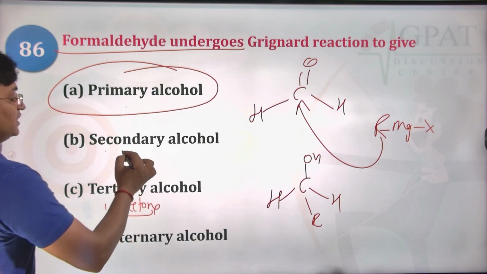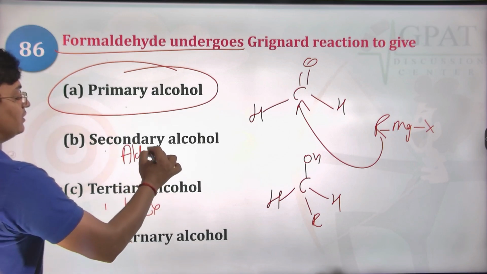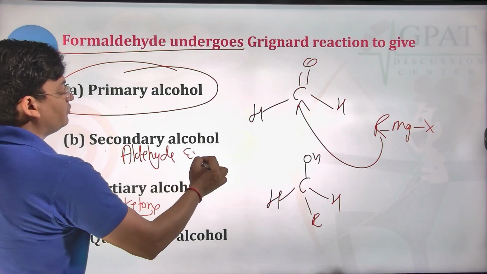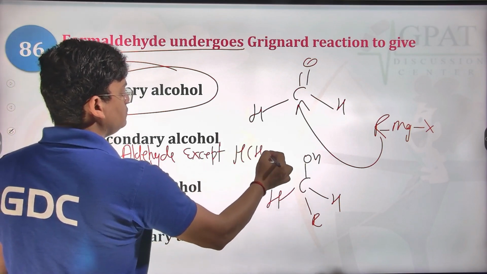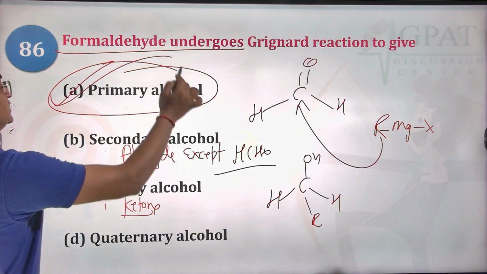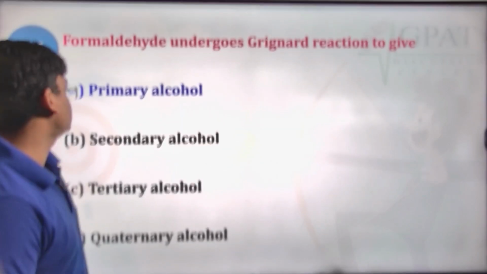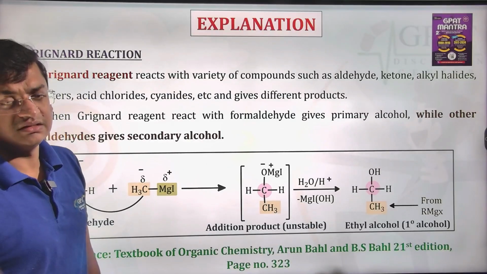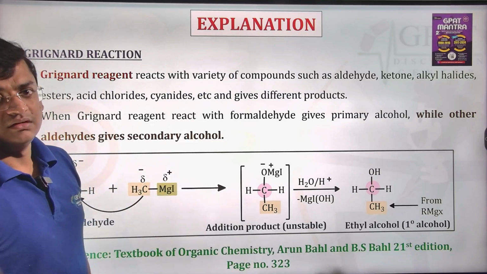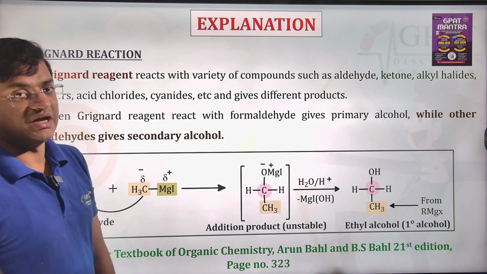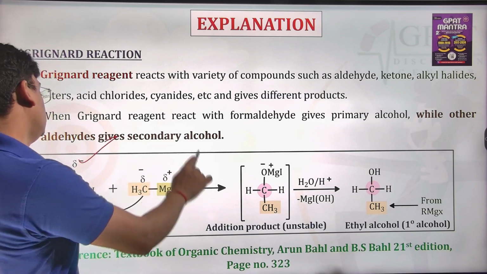The secondary alcohol comes from aldehydes except formaldehyde, aldehyde except HCHO, and HCHO will give primary alcohol. So yes, A is the right answer. And the Grignard reagent reaction is an addition kind of reaction, a nucleophilic addition reaction. They follow nucleophilic addition when they react with the carbonyl compounds.